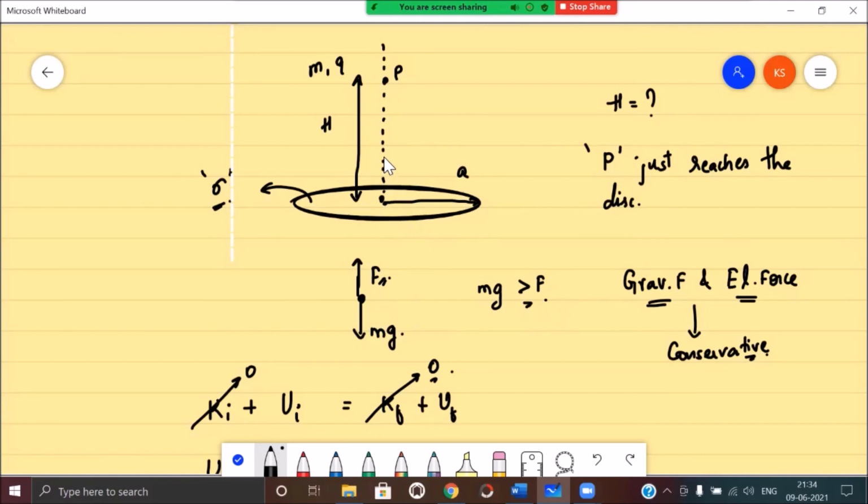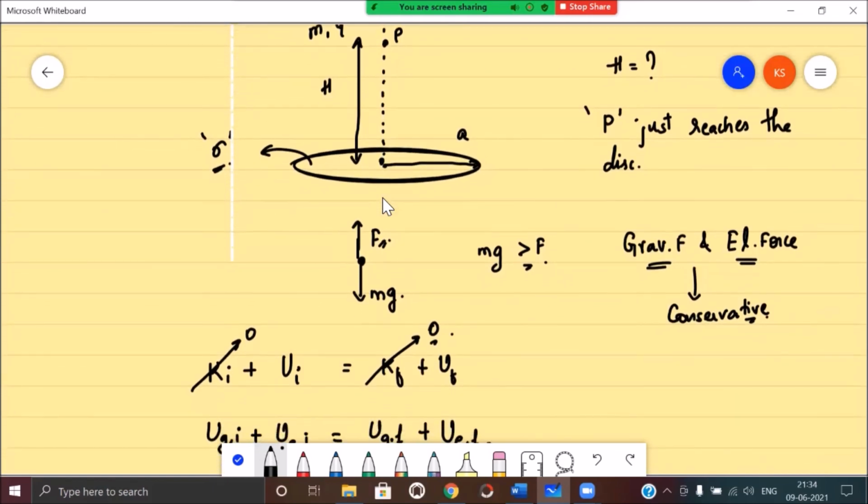But afterwards, at a certain position, because this force keeps on increasing as this particle gets closer, your mg will be equal to f. And afterwards, f will be greater than mg. Your repulsive force will be greater than mg, so this particle will keep on decelerating. But we want this particle to just reach the disk. In other words, we just wanted to reach the disk and then it'll get repelled back anyway, right? So we just had to make sure that its final velocity was equal to 0 over here. And that's the condition we had taken.